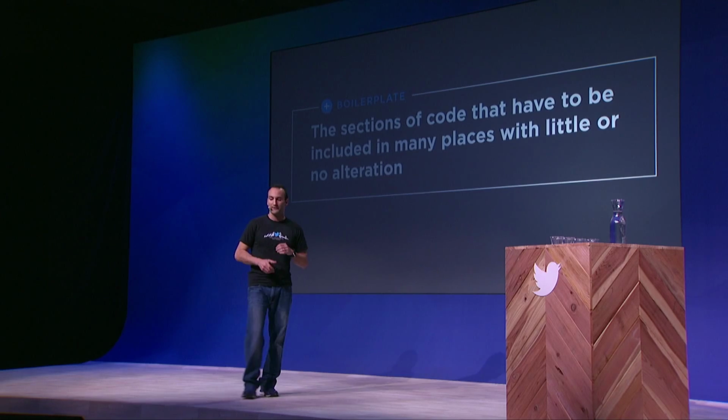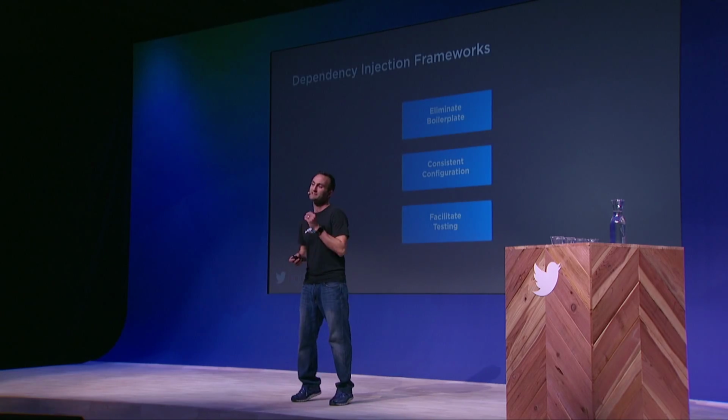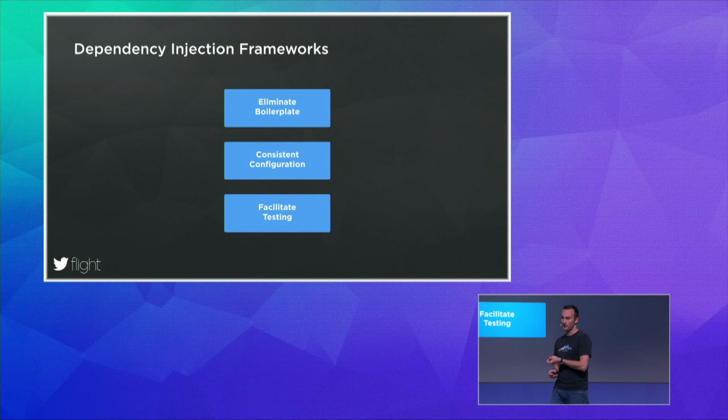So what can we do about it? One thing is we can enlist the help of a dependency injection framework. These frameworks help eliminate boilerplate involving object construction throughout your server. They also provide a consistent methodology for configuring your classes.